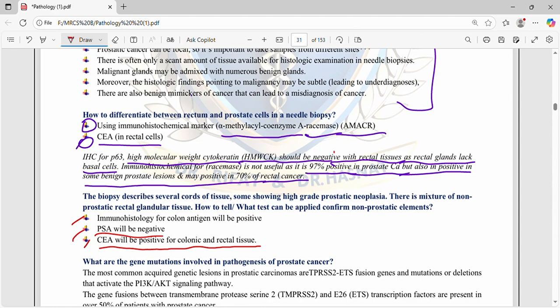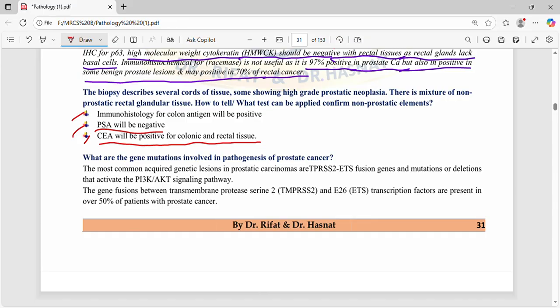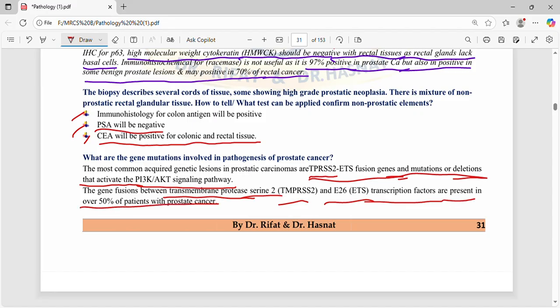What are the gene mutations involved in the pathogenesis of prostate cancer? The most common acquired genetic lesions in prostate carcinoma are TMPRSS2-ETS fusion genes, and mutations or deletions that activate the PI3K/AKT signaling pathway. So you have to remember this. The gene fusion between transmembrane protease serine 2, TMPRSS2, and E26 ETS transcription factors is present in about 50% of patients with prostate cancer.